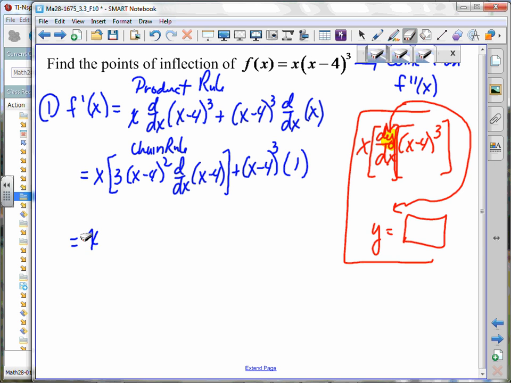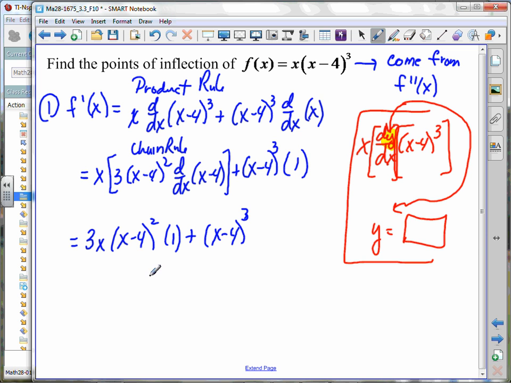So let's see, I've got x. Actually, we can make that 3x while we're at it: 3x, x minus 4 quantity squared, times 1, plus x minus 4 quantity cubed. So, here again now, what are we going for? Are we looking for extrema? It doesn't say. You can go ahead and do that if you wish, but it's not asking for extrema. If we wanted extrema, we would have to stop and take the zeros of this. But we're looking for points of inflection, and that comes from the second derivative.